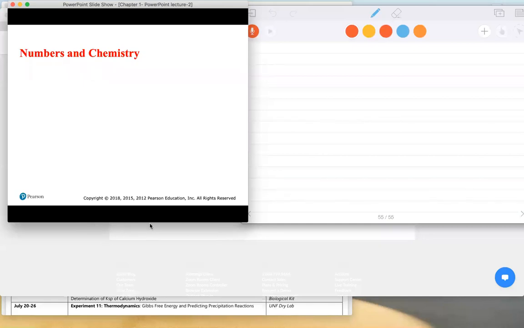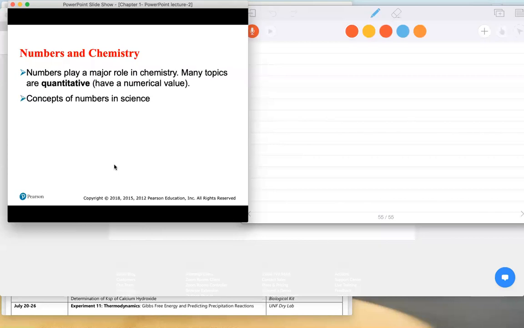Numbers and calculation. Before we look at the significant figures, there are two types of numbers you'll encounter in chemistry. We call these exact and inexact. All right, numbers, exact or inexact, and we use numbers to quantify, especially when we talk about measurement.